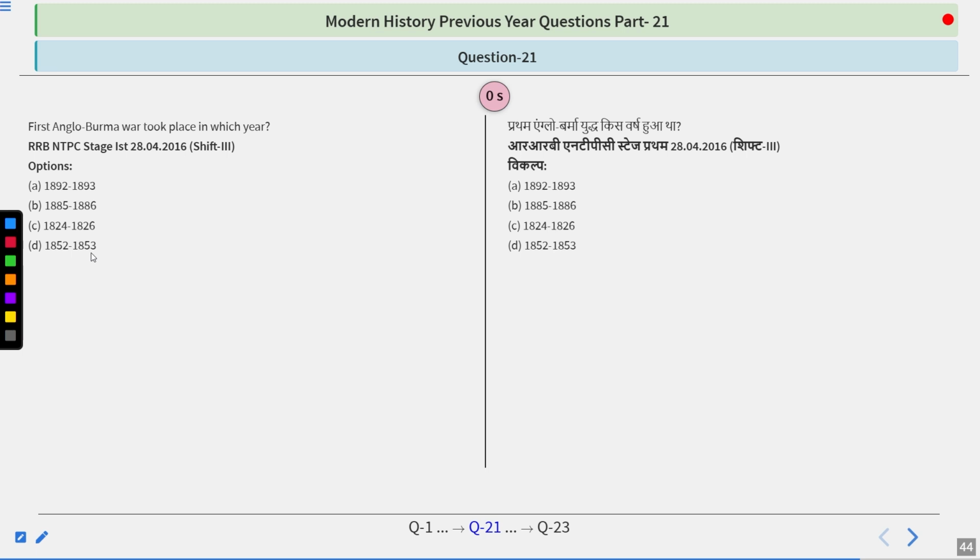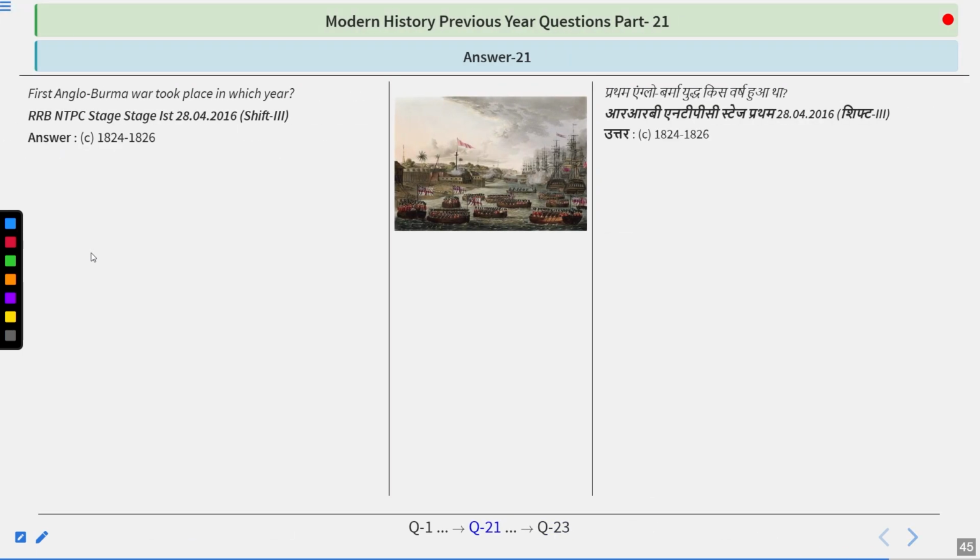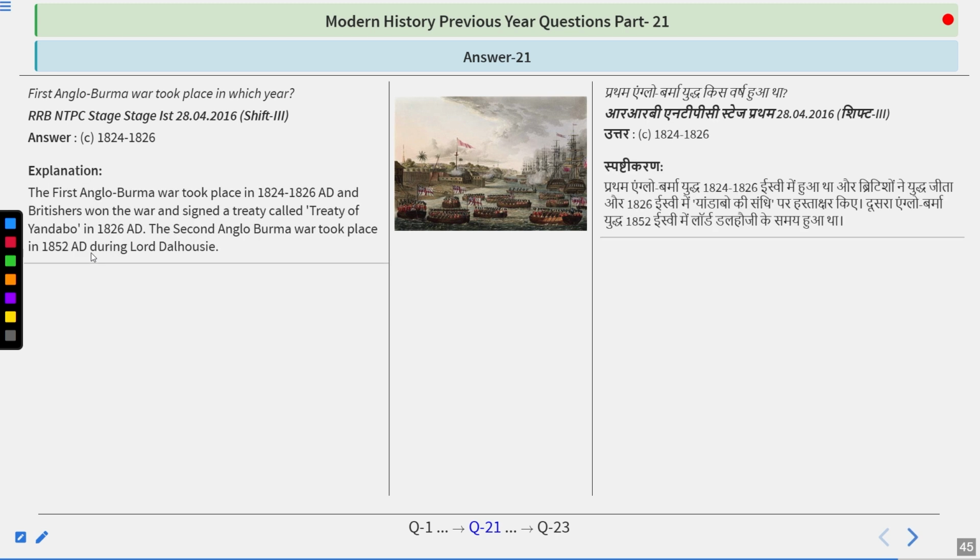And I guess once again the answer you are looking for is quite right, because the answer is 1824, 1826. So the first Anglo-Burma War took place in 1824, 1826, and Britishers won the war and signed a treaty called the Treaty of Yandabo in 1826. The second Anglo-Burma War took place in 1852 during Lord Dalhousie tenure. Answer is 1824, 1826.